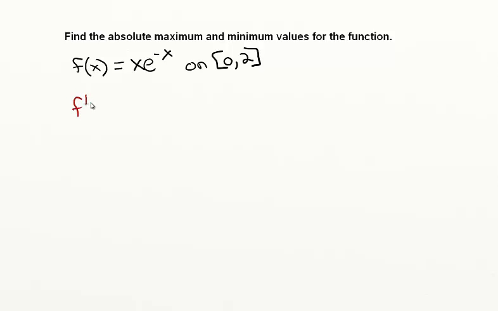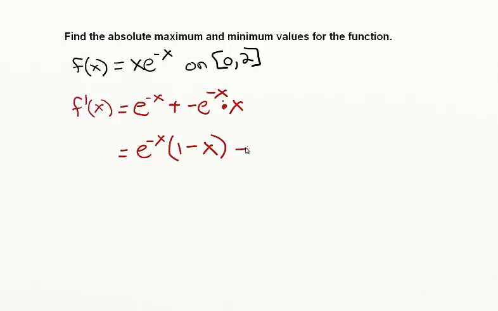So f prime of x is equal to, now notice we have to do the product rule here because we have x multiplied by e to the negative x. So the derivative of x is 1, then we have e to the negative x, plus the derivative of e to the negative x, which is minus e to the negative x, and then we have to multiply that by x. Alright, so we can factor out an e to the negative x, and then we have a 1 minus x.